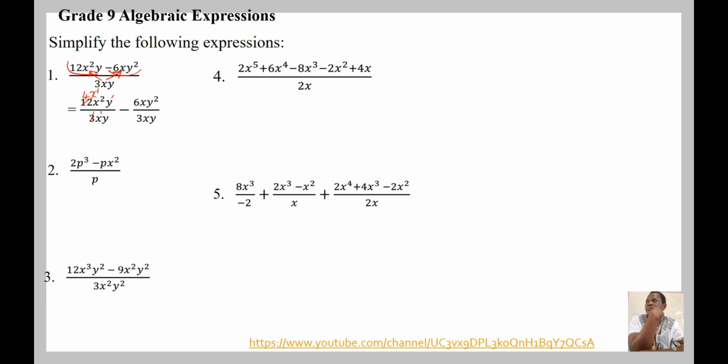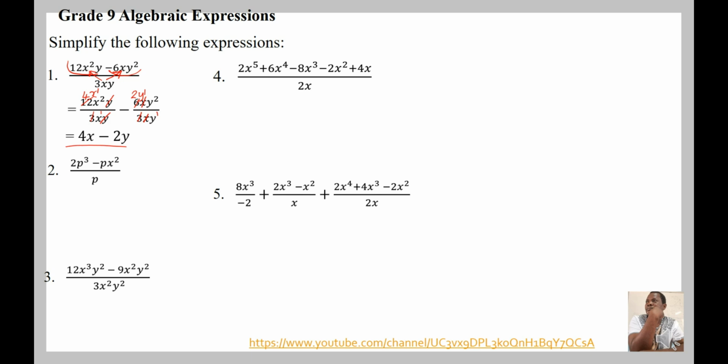Then this y and this y are divided. You come here, you do the same thing. 3 divides into 6 2 times. Then the x divided by x, the x goes away. If you look at y, the exponents are not the same. Therefore, I'm going to subtract them. Y to the power 1 is my answer. Once I do that, the answer to that question is now complete. So question number 1, the answer is 4x minus 2y.